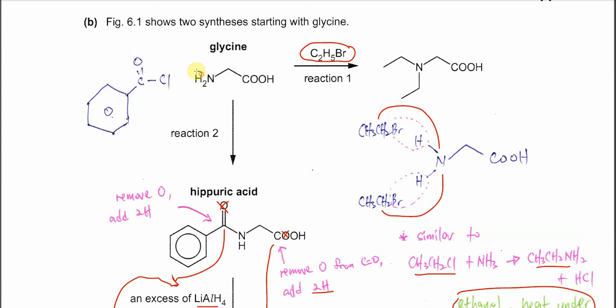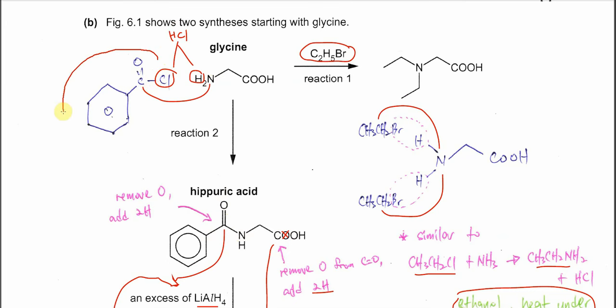So one of the hydrogens here will of course combine with this chlorine to form HCl, and eventually this nitrogen will form a new bond with this carbon, this carbonyl carbon. Then it will form this hippuric acid, right? This part. So this is how this hippuric acid forms. Means for reaction 2, we need to use this benzoyl chloride, right?